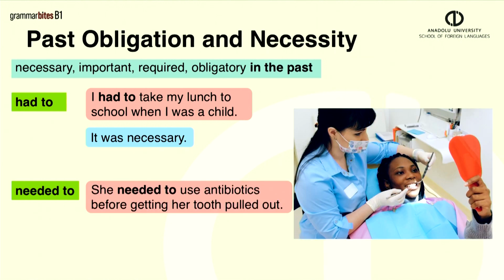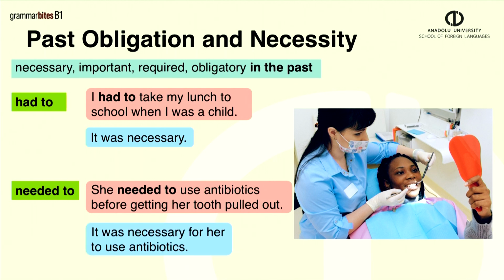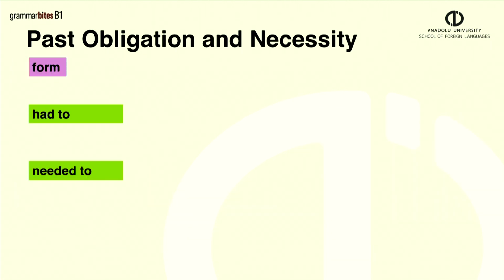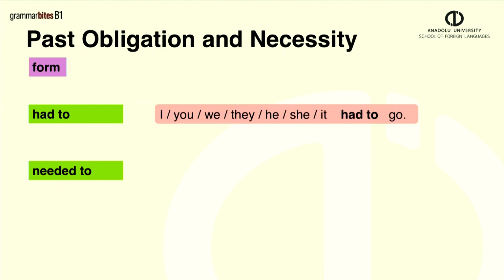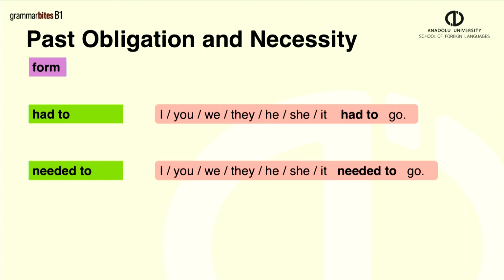She needed to use antibiotics before getting her tooth pulled out. It was necessary for her to use antibiotics before the procedure. Had to and needed to are the same for all subject pronouns. I, you, we, they, he, she, it had to or needed to.